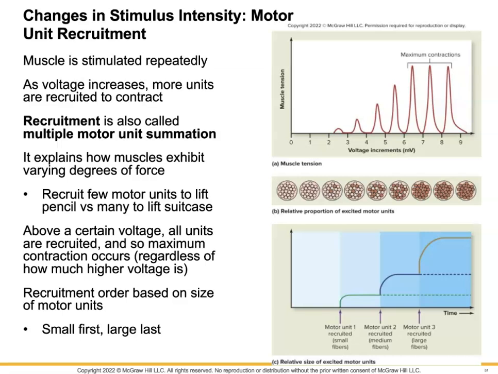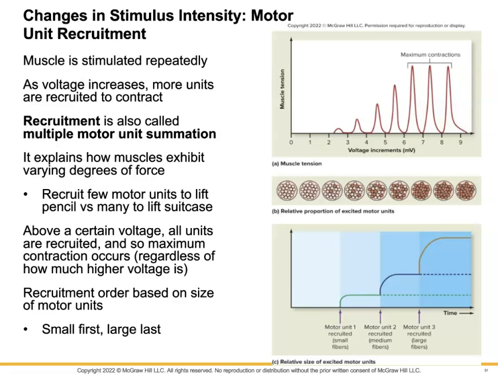On that previous slide, I mentioned the term muscle tension. That simply refers to the force that's generated when that muscle gets stimulated to contract. So let's talk a little bit about that muscle contraction and motor unit recruitment. Remember, a motor unit is a single motor neuron and all of the muscle fibers that it stimulates.